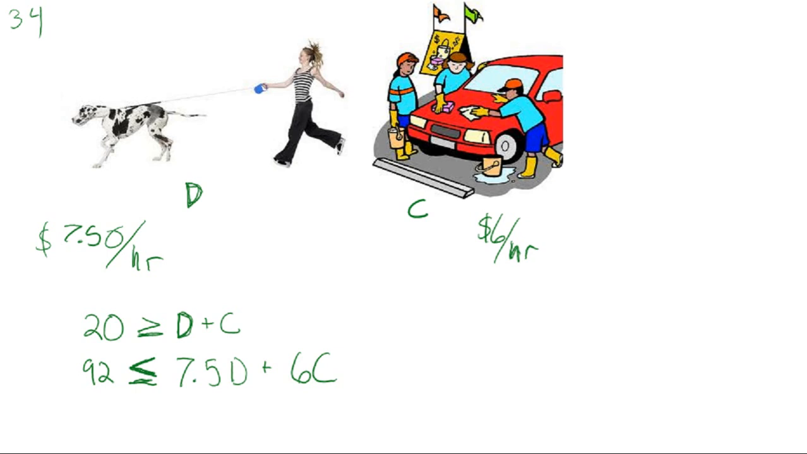7.5D plus 6C. So we have this system of inequalities. We could say D plus C is less than or equal to 20, and 7.5D plus 6C is greater than or equal to 92 if we read it right to left. Okay, and that's all it asked for. Just asked to write a system of inequalities, not to solve it. And that's good enough. That'll do it. All right, thanks for watching.